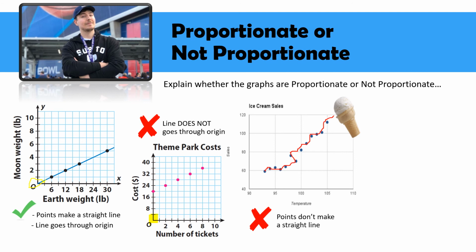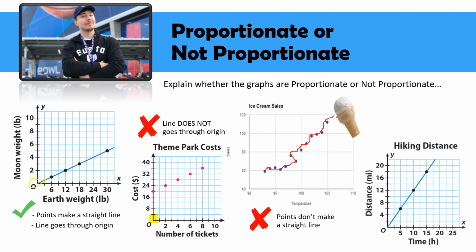All right, last graph here. The hiking distance and the amount of time it took, is this a proportionate graph? Remember the two things that you're looking for? And definitely yes, this is proportionate because it makes a perfectly straight line and it goes straight through the origin.